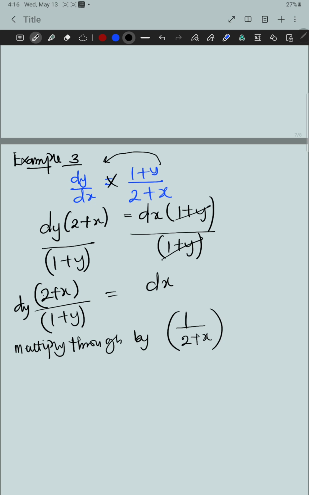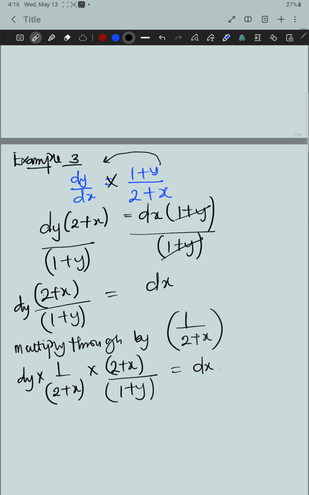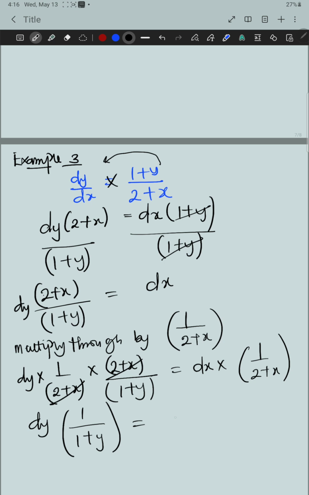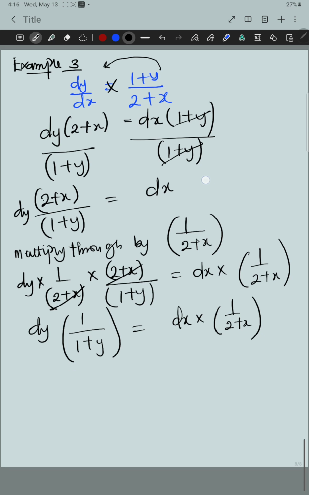So we now discover that we'll have dy multiplied by 1 over 2 plus x multiplied by 2 plus x divided by 1 plus y is equal to dx multiplied by 1 over 2 plus x. You see that? So this one can cancel this. So we have dy into the bracket of 1 over 1 plus y is equal to dx multiplied by 1 plus 2x. See that? Is that okay? Are we following at all? All right.